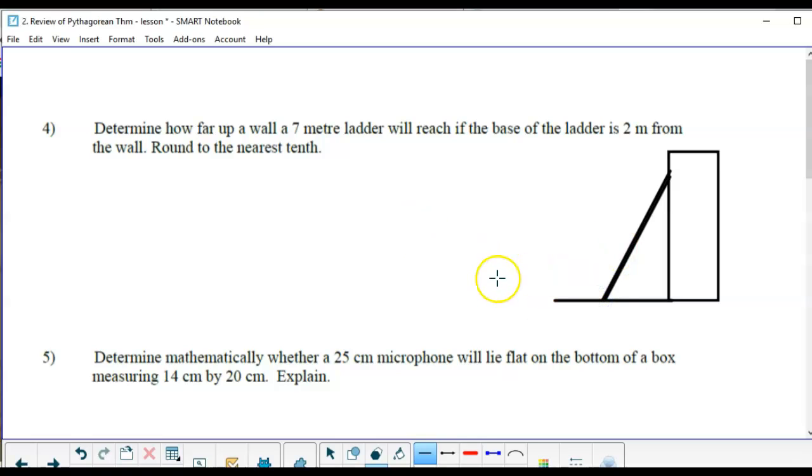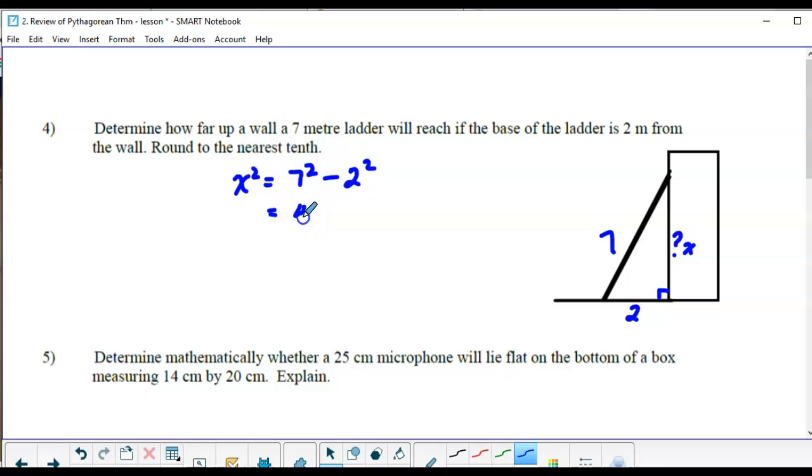Okay. And so it says determine how far up a wall a 7-meter ladder, so that means this is 7, will reach. So we want to know what this is. Assume the wall is perpendicular and the ladder is 2 meters from it. Okay, so we're looking for, in this case, the height, which let's call it x. So x squared equals the hypotenuse squared minus the other leg squared. It says to the nearest tenth.